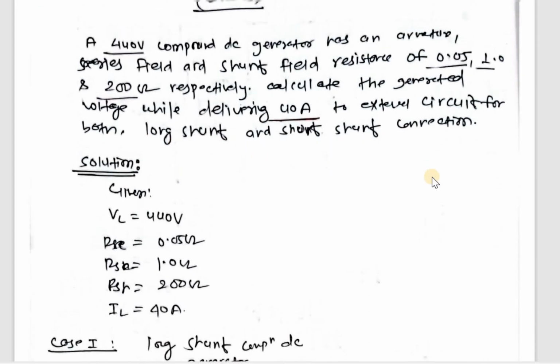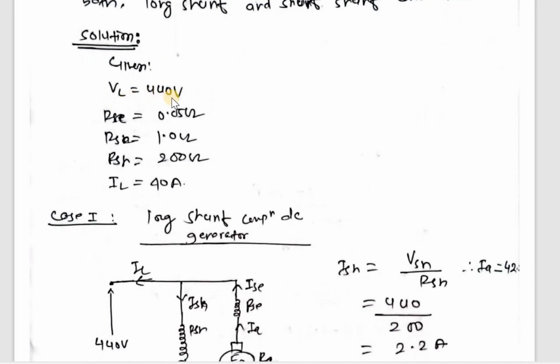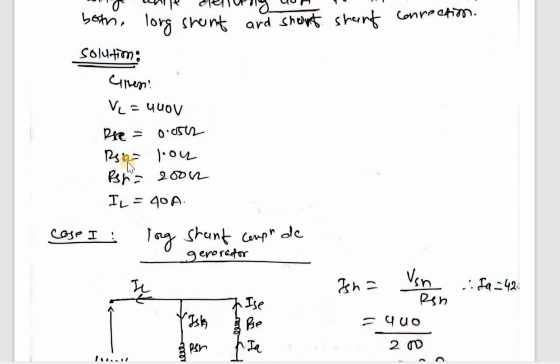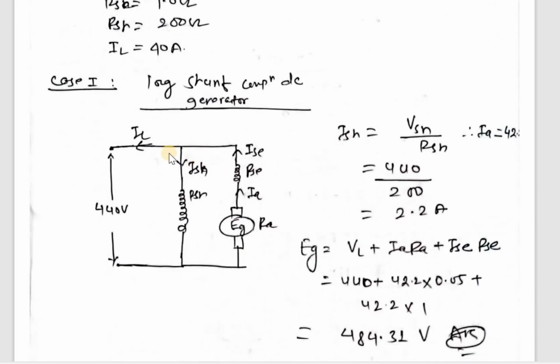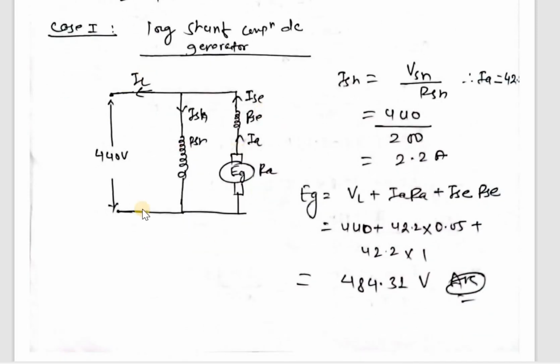From the question, VL equal to 440, RA equal to 0.05, RSE equal to 1.1 ohm, and RSH equal to 200 ohm, IL equal to 40 ampere. First case, long shunt compound generator. This is the diagram. This is shunt, so RSH is in parallel.